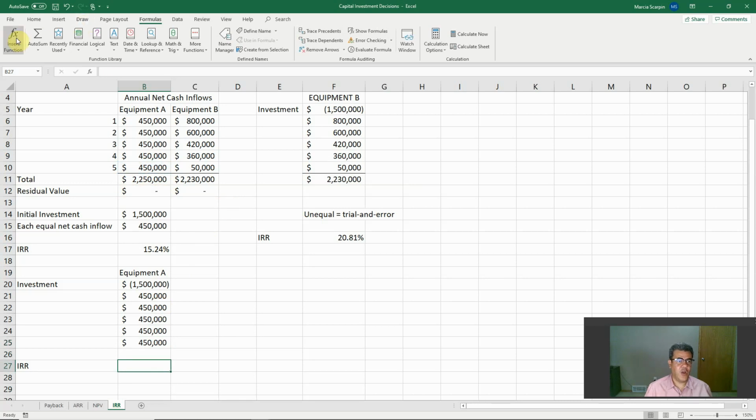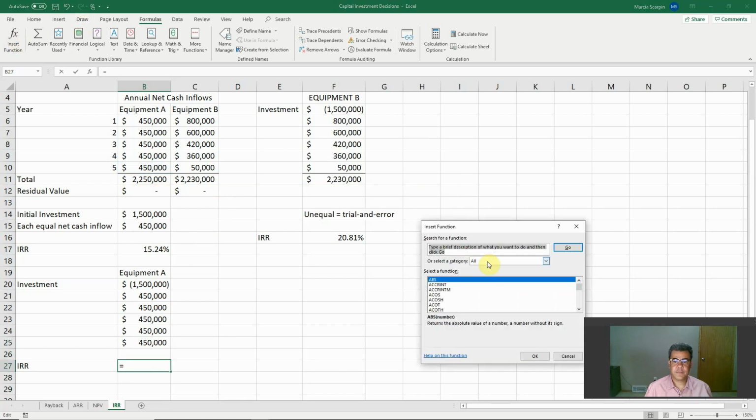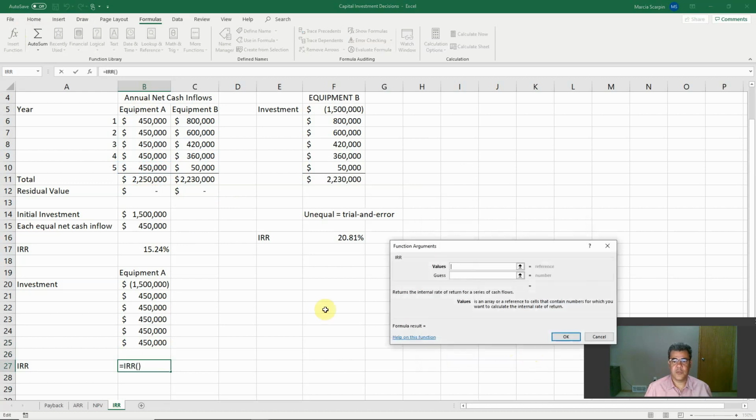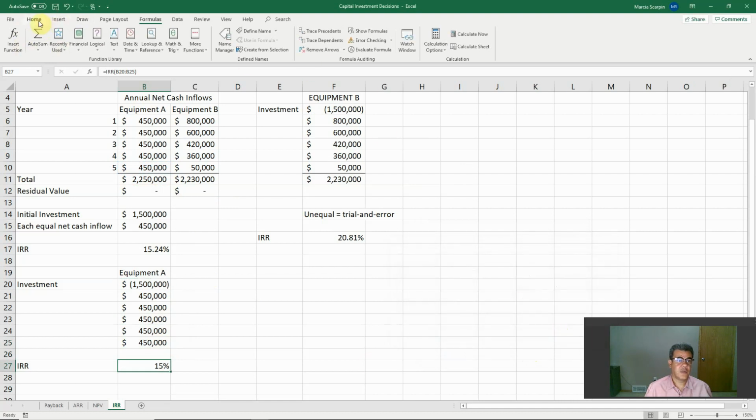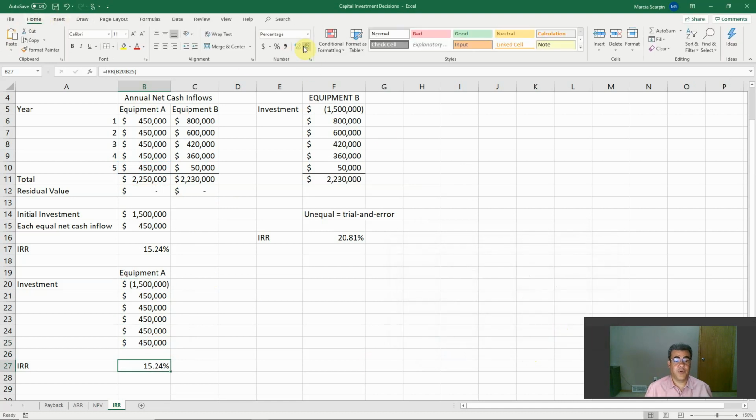And then internal rate of return, most recently used here because we just got it. And we have our formulas here, 15.24%. It matches here, so it is much easier using the internal rate of return formula.